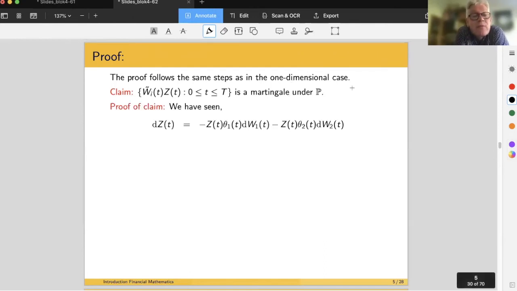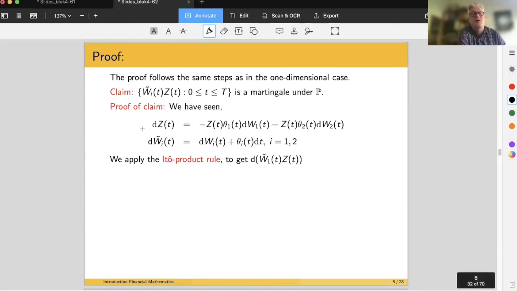So remember what we have seen. dZ_t is minus Z_t theta_1(t) dW_1(t) minus Z_t theta_2(t) dW_2(t). That is one thing that we have seen. And of course, we have these two components: dW tilde_1(t) is equal to dW_1(t) plus theta_1(t) dt. And the same for the second component, dW tilde_2(t) is equal to dW_2(t) plus theta_2(t) dt. And this we can substitute into the Ito product rule.